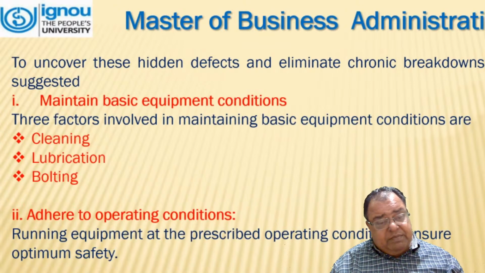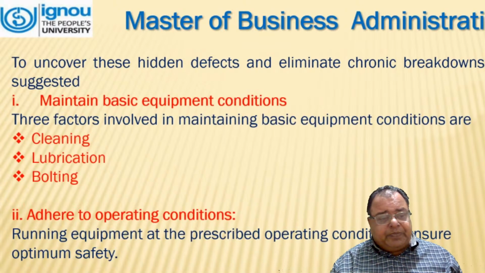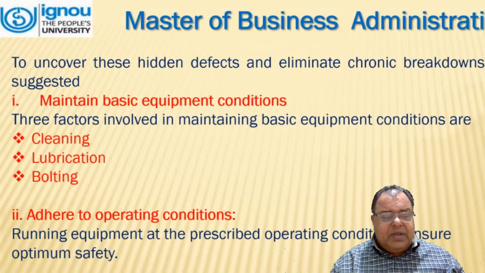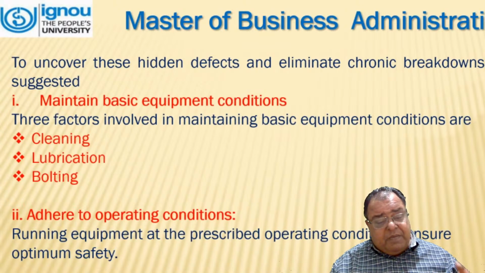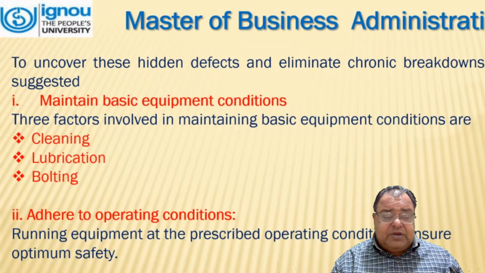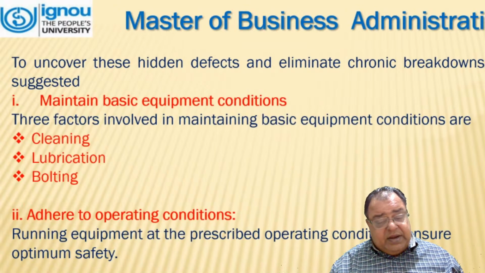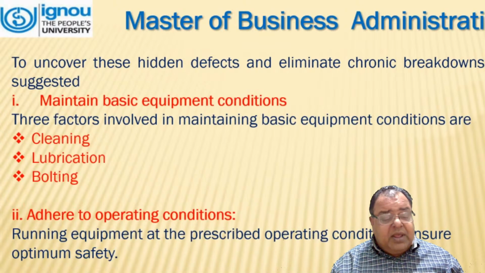First one is maintain basic equipment conditions. Three factors are involved in maintaining basic equipment conditions. That is cleaning, lubrication, bolting. Second, we should adhere to operating conditions. Running equipment at the prescribed operating conditions ensures optimum safety. Third one is restore deterioration. Apart from restoring the parts directly involved in breakdowns, it calls for restoration of deterioration in all other parts indirectly involved in the breakdown.